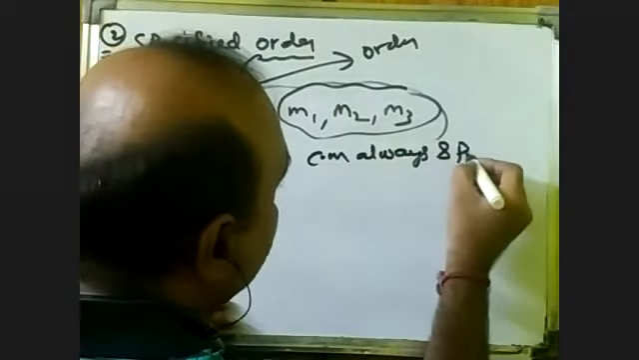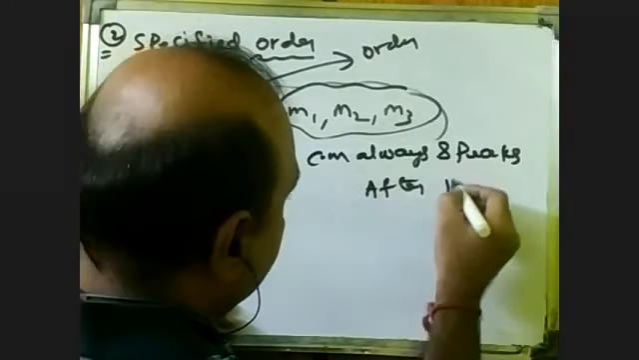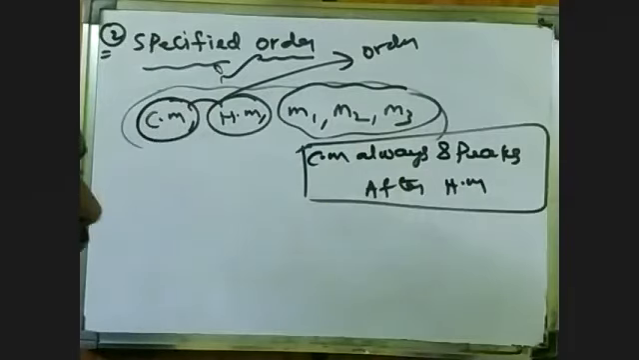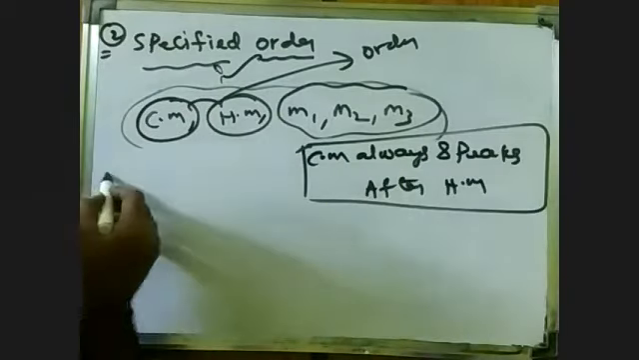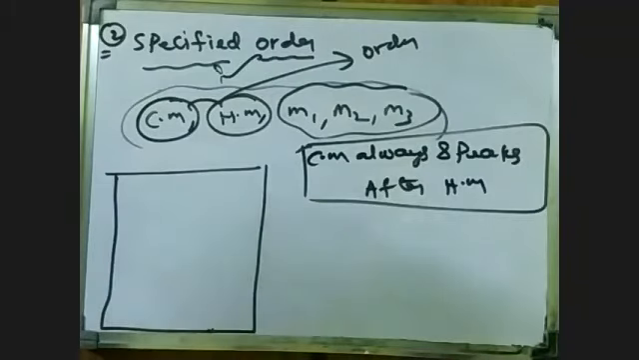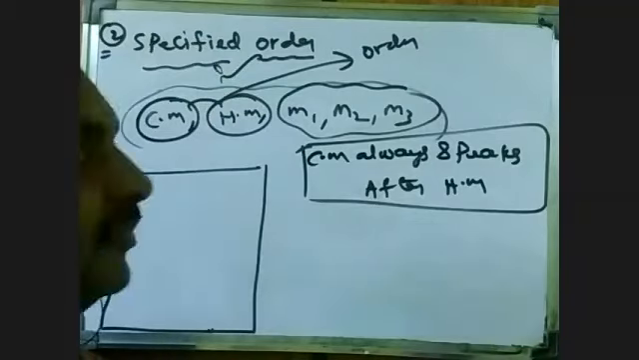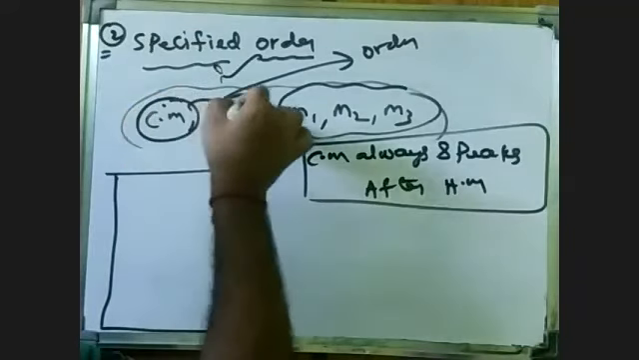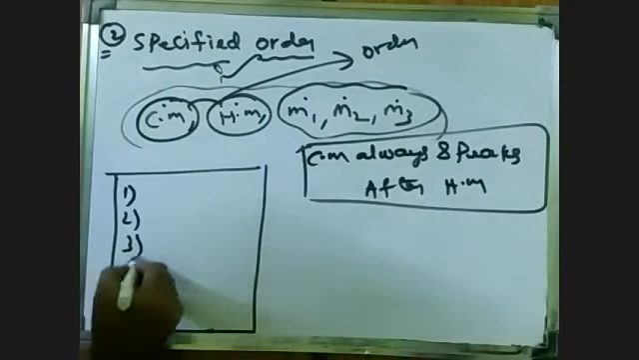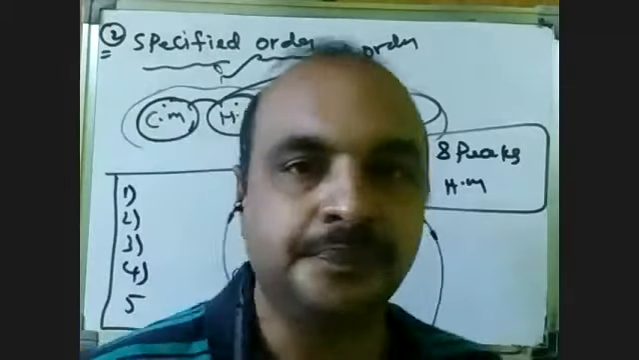CM always speaks after Home Minister. Now, we take a white paper. Let us assume you are the personal secretary of CM. Now, how many persons are there? 1, 2, 3, 4, 5 persons. You gave the number like this.